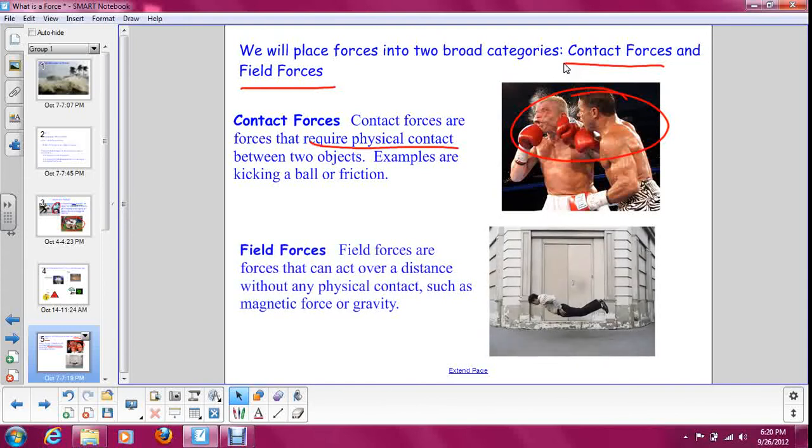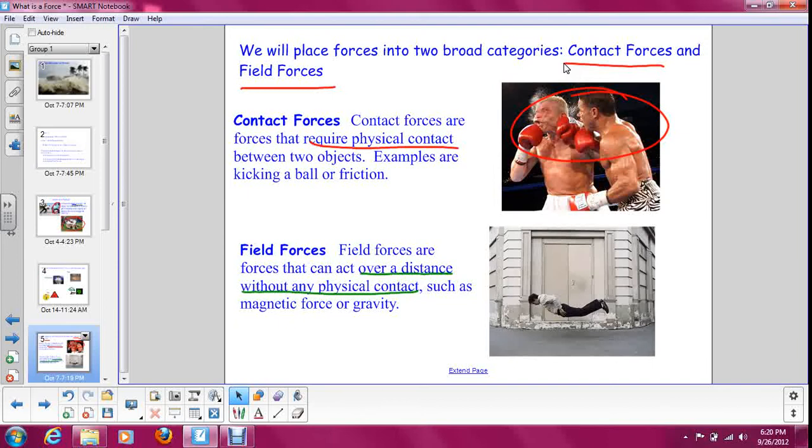Field forces are a little more strange. They're forces that act over a distance without any physical contact. So things don't need to be touching for a field force to be present. Examples of this are the magnetic force and gravity.